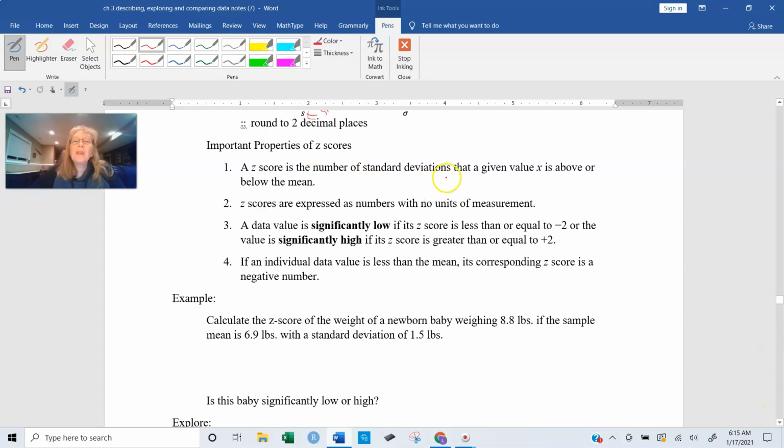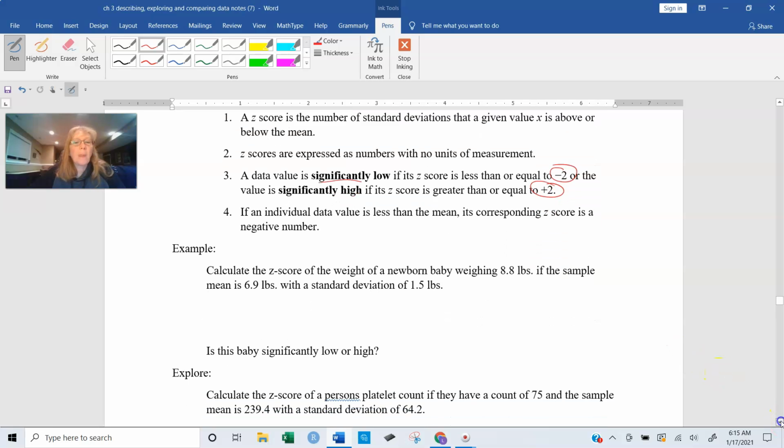Okay, the number of standard deviations that a given value is above or below, we already talked about. There are no units. You're either 2.5 or negative 5.8. It's not seconds or anything like that. It's just what your z-score is. Okay, it's significant if it's below or above by 2 standard deviations. If it's within 2 standard deviations, it's not as significantly high or low. And if it's less than the mean, it corresponds to a z-score that is negative, which we've talked about already.